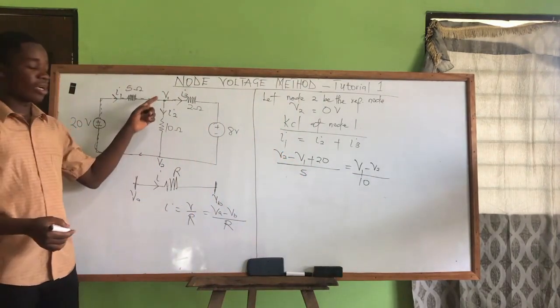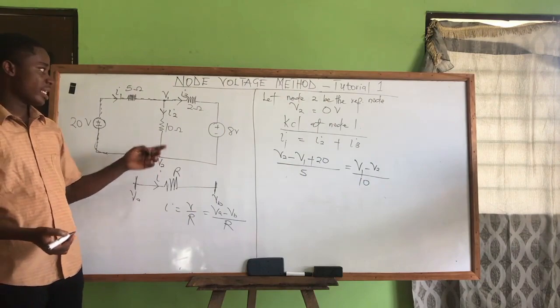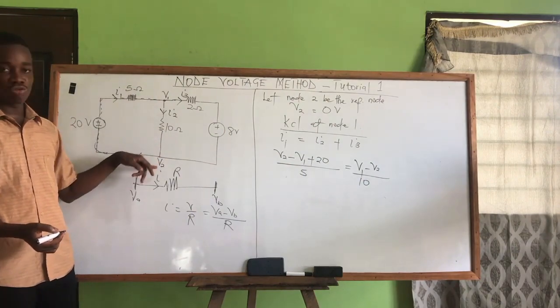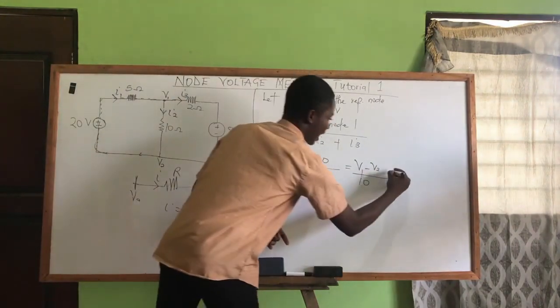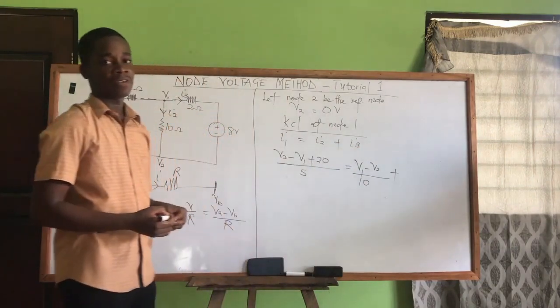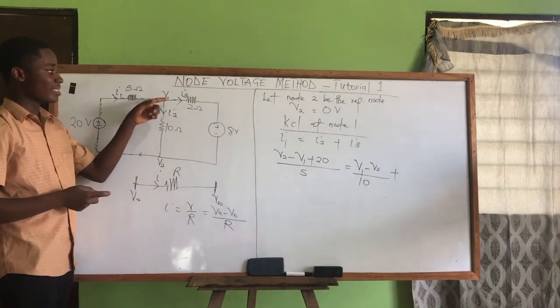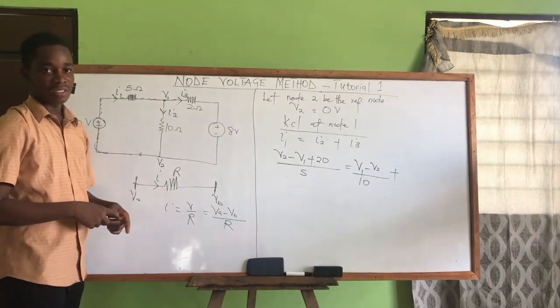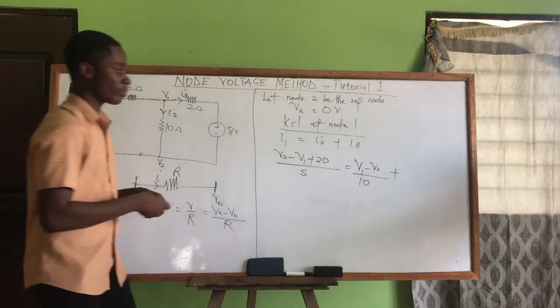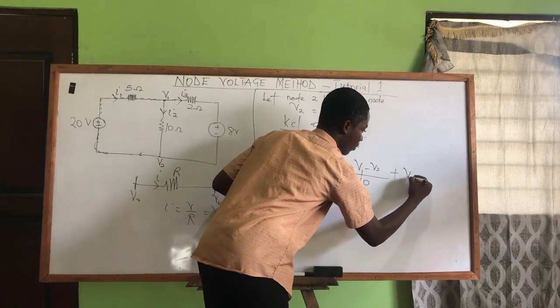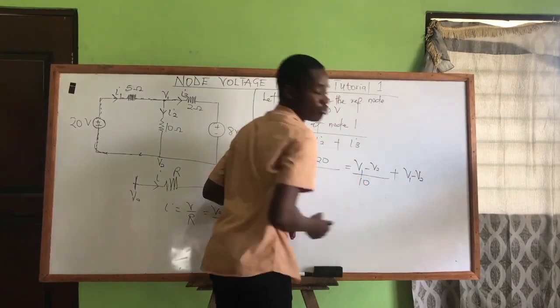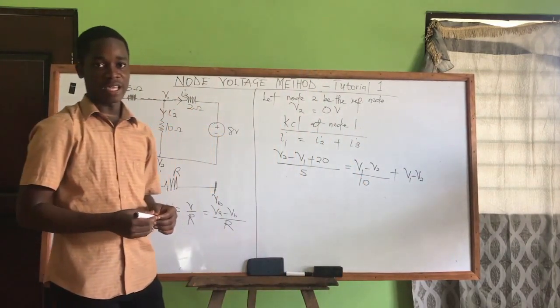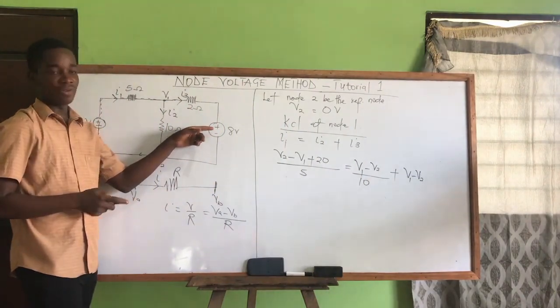You realize there is no other voltage on this branch, so we just have V1 minus V2 over 10 plus I3. So what is I3? I3, starting from which node? V1. It is moving all the way towards the reference node V2. So we have V1 minus what? V2. Is there any other voltage on that branch? Yes, we have another voltage.